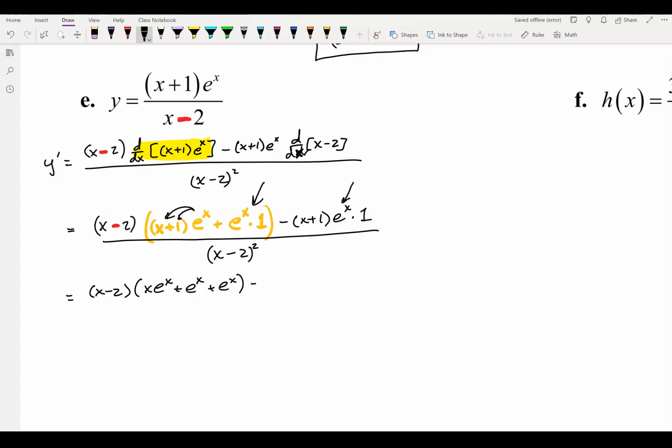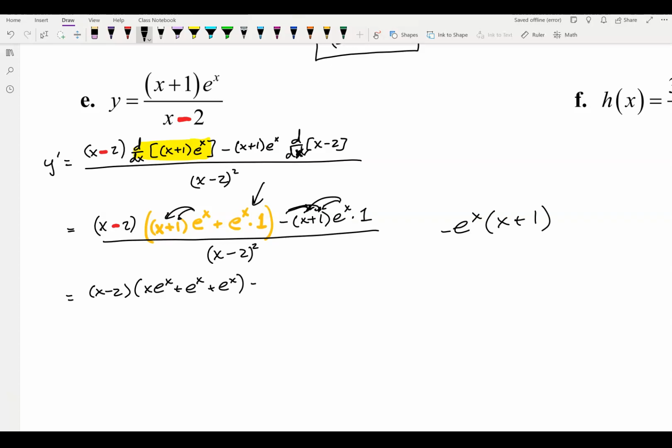Minus, this is an e to the x that I can distribute into here, right? But I'm also distributing a negative in there, right? So I'm distributing from both sides. So you can just think of it as distributing a negative e to the x, right? You're distributing this into here.